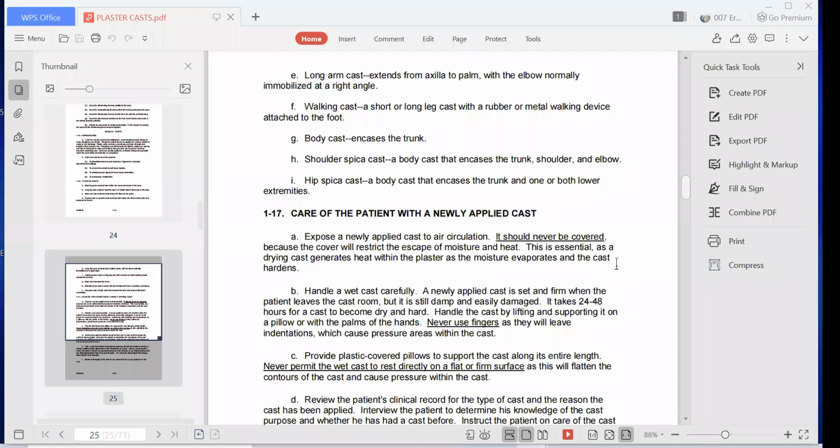Provide plastic covered pillows to support the cast along its entire length. Never permit the wet cast to rest directly on a flat or firm surface, as this will flatten the contours of the cast and cause pressure within the cast. So you can use a plastic covered pillow, but we have to be very careful that it should not come in direct contact with the wet cast.